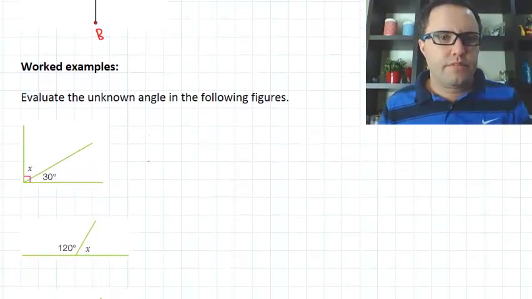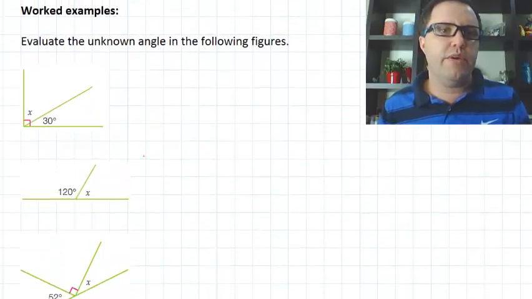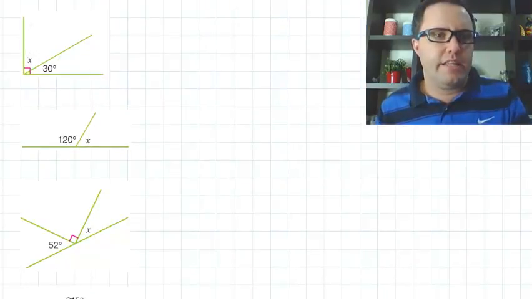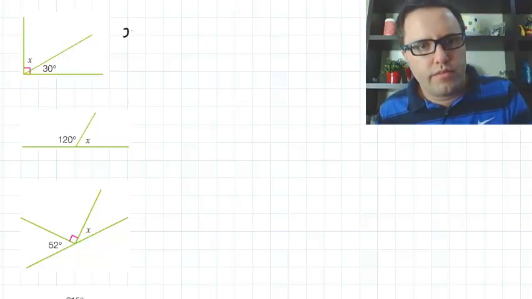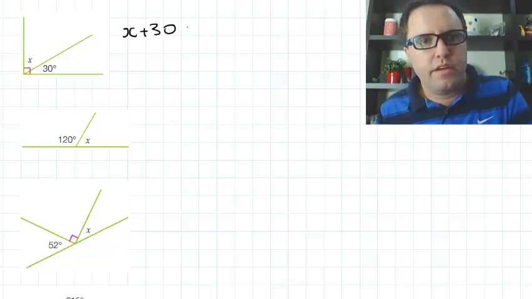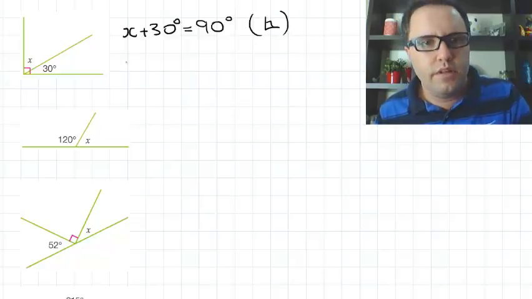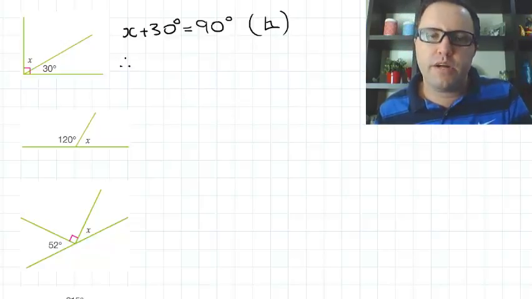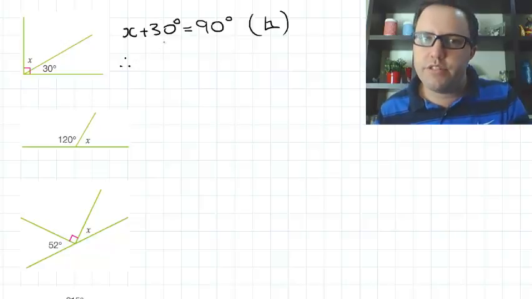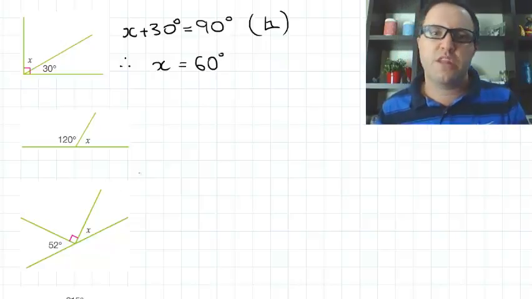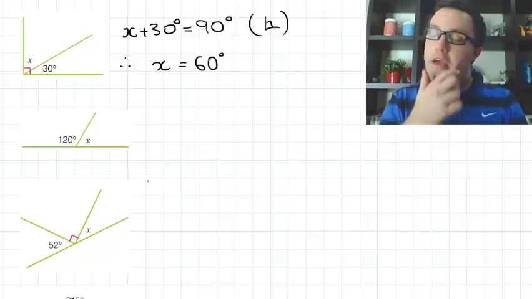All right, let's have a look at some worked examples. We're going to evaluate the unknown angle in the following figures. Here we've got x and 30 together inside a right angle. So x plus 30 degrees is equal to 90 degrees because of the right angle rule. Therefore, you can do a bit of algebra. You subtract 30 from both sides and we get x is equal to 60 degrees. Simple.